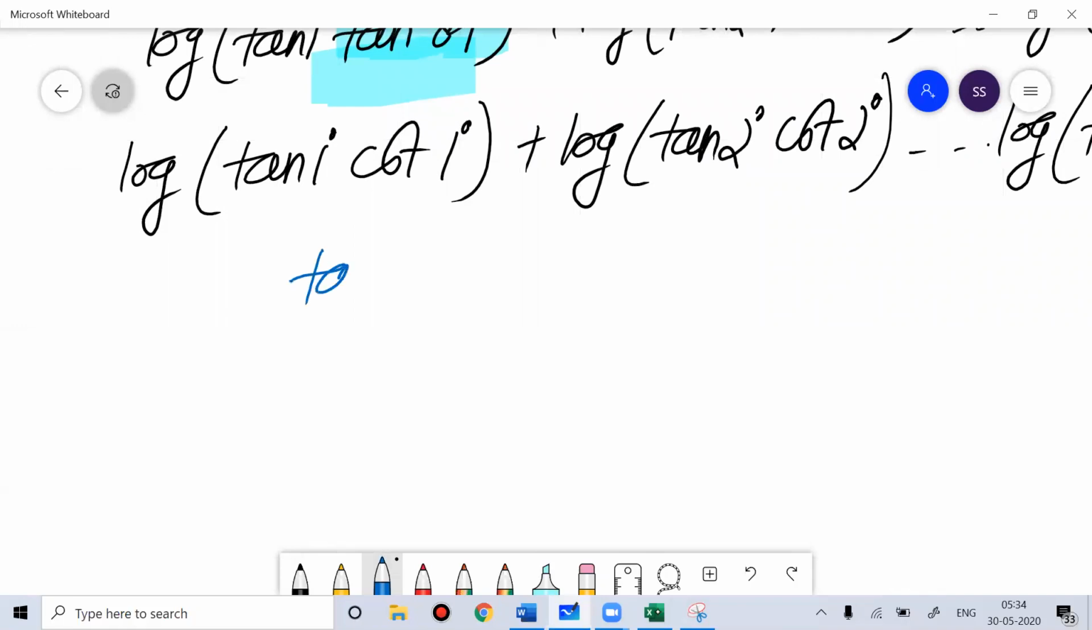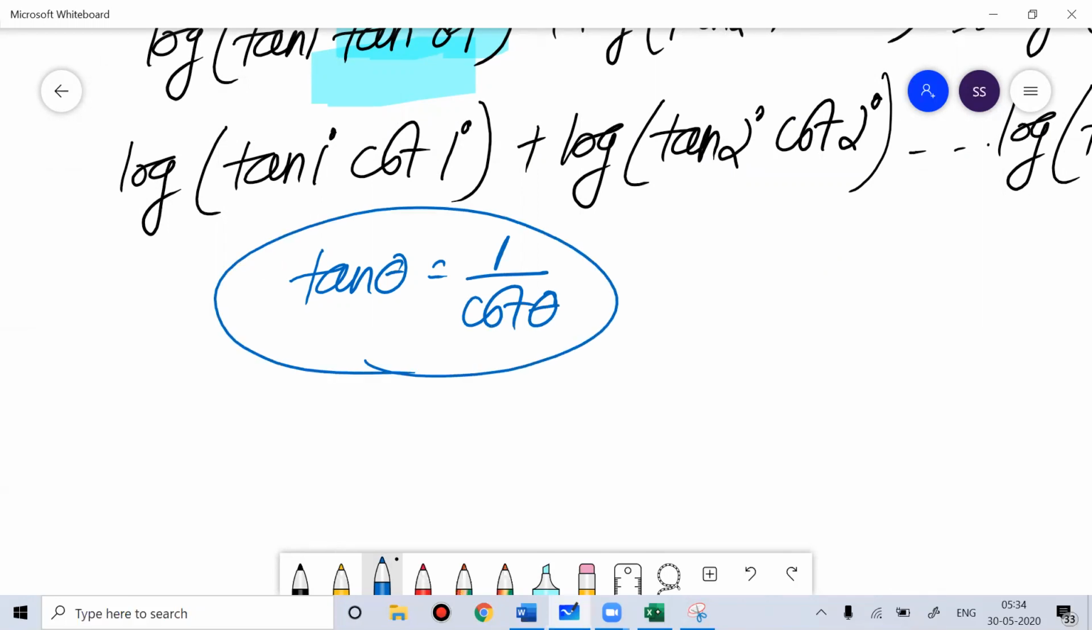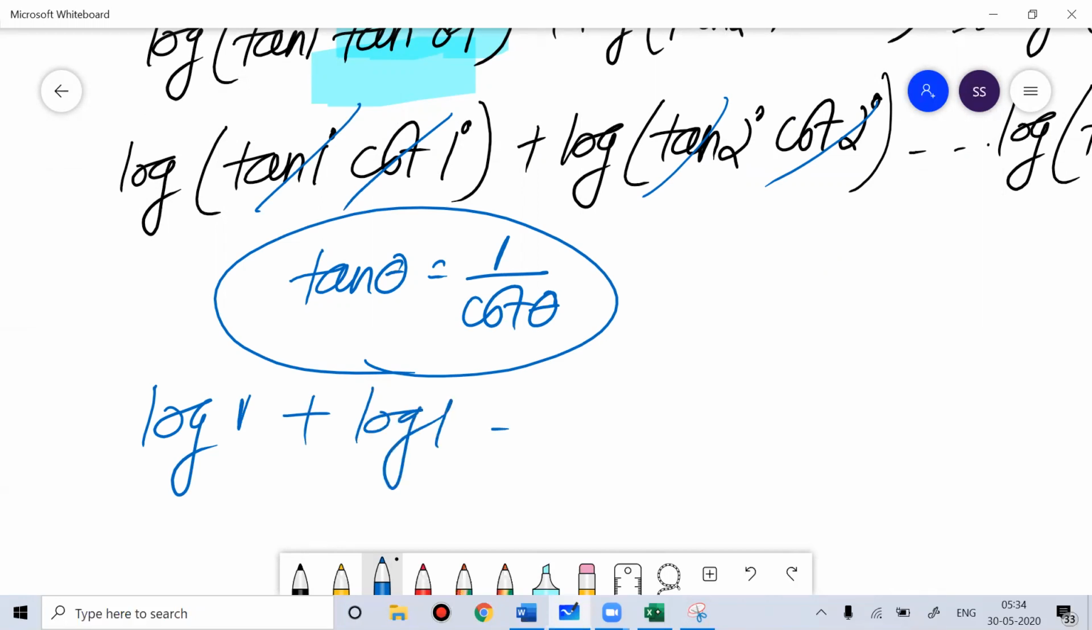So tan theta is 1 by cot theta. Everyone knows this basic trigonometry. So this and this will get cancelled, all will get cancelled. So you'll get log of 1 plus log of 1 plus log of 1, till everything will be log of 1, everything will be 0. 0 plus 0 plus 0 will give you 0 only. And tan 1 degree into cot 1 degree will be 1 only. So cot theta you can write as 1 by tan theta, so cot 1 degree is nothing but 1 by tan 1 degree. So tan 1 degree divided by tan 1 degree would be 1 only. Log 1 plus log 1 would be 0, and 0 plus anything, 0 plus 0 plus 0, would be 0 only.